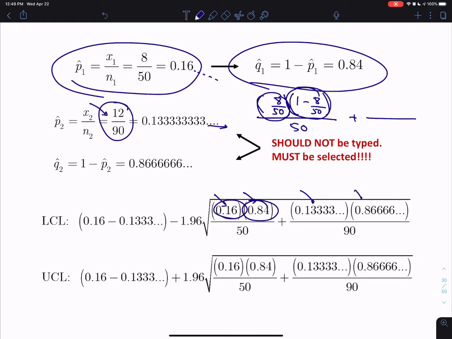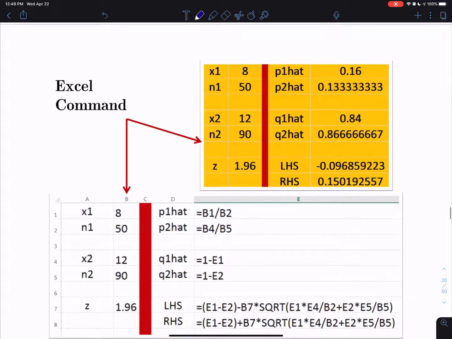On Excel, what's nice is if you calculate 12 over 90, you don't have to worry about how many decimal places you should write in the formula because you can just click on it. You see, it says, should not be typed, must be selected. All right, so I've actually done this for you on a spreadsheet, but I'm going to show you literally how it was typed.